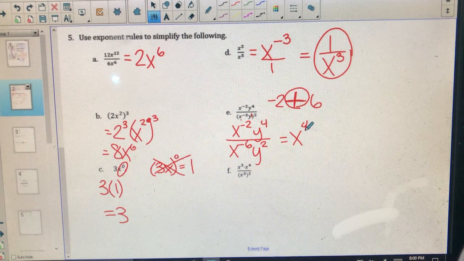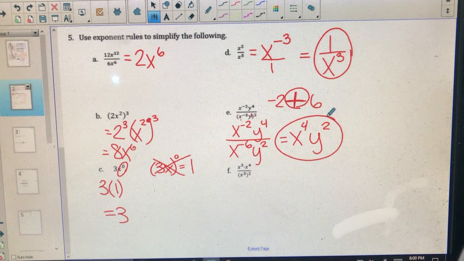And then y is a little bit easier. Y to the 4th divided by y squared, I do 4 minus 2, and I get y squared. So x to the 4th, y squared.